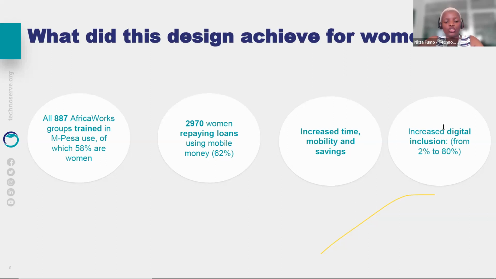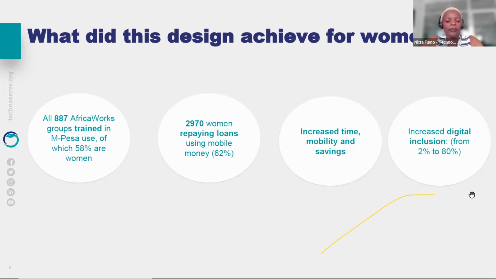And then we had another gain, which was on time and mobility. Women micro-entrepreneurs do not have to close their business to make the loan repayment. They can do it from wherever they are, without the need to go to the group to do the repayments. And finally, they increased digital inclusion. Clients learn to do more transactions by way of the mobile money platform.